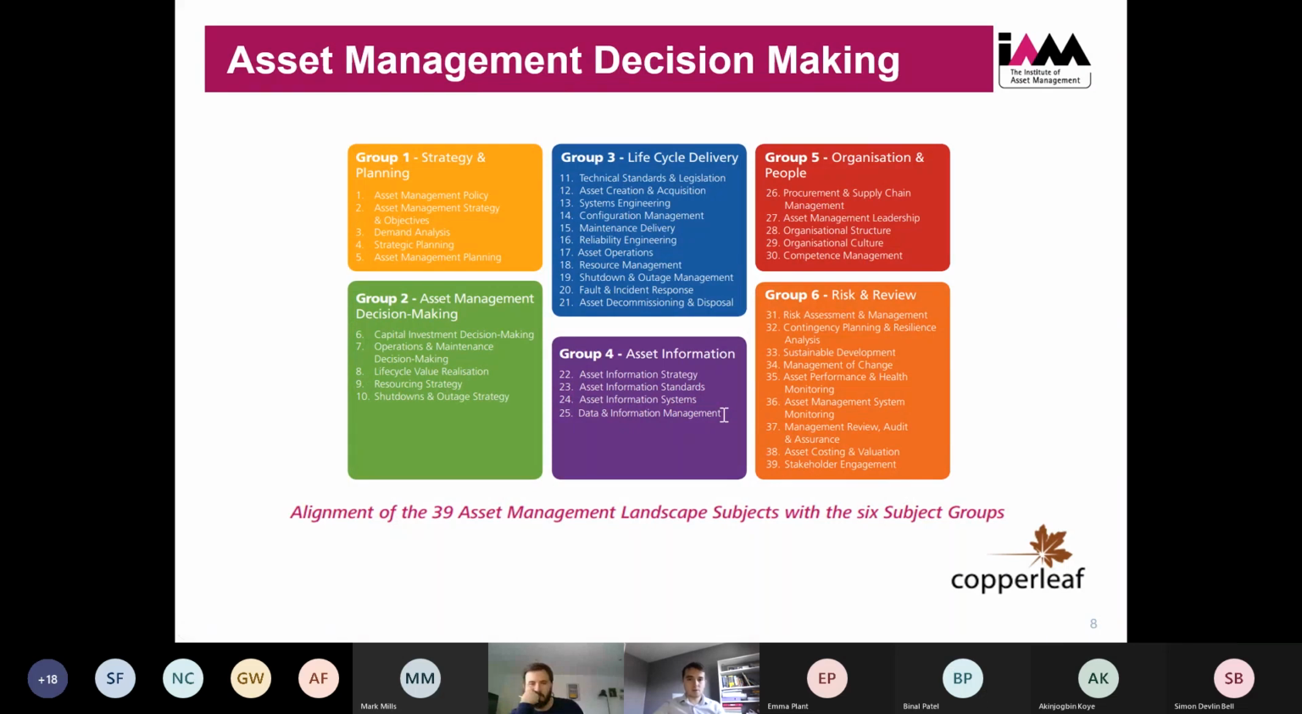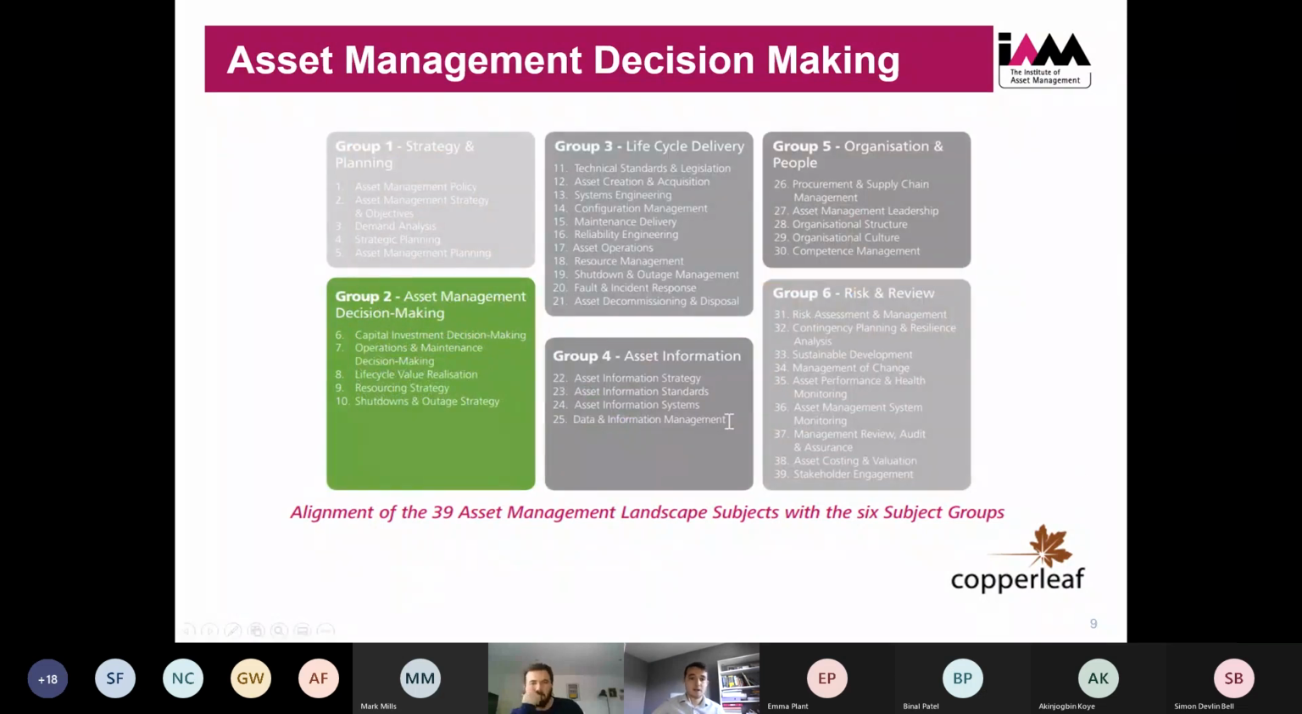So within the 6 subject groups, the IAM has defined 39 individual subjects. You can see that they've been grouped on screen here. 5 of these reside within group 2, today's subject of discussion, the decision-making subject. As is highlighted here, these subjects are capital investment decision-making, operations and maintenance decision-making, life cycle value realization, resourcing strategy, shutdowns and outage strategy. And we'll try and cover these in a little bit more detail over the course of this presentation.